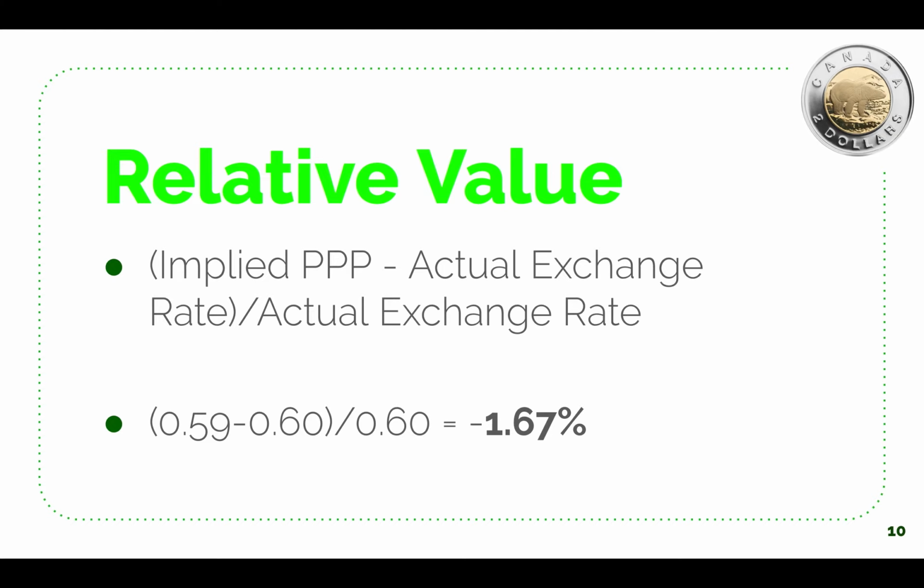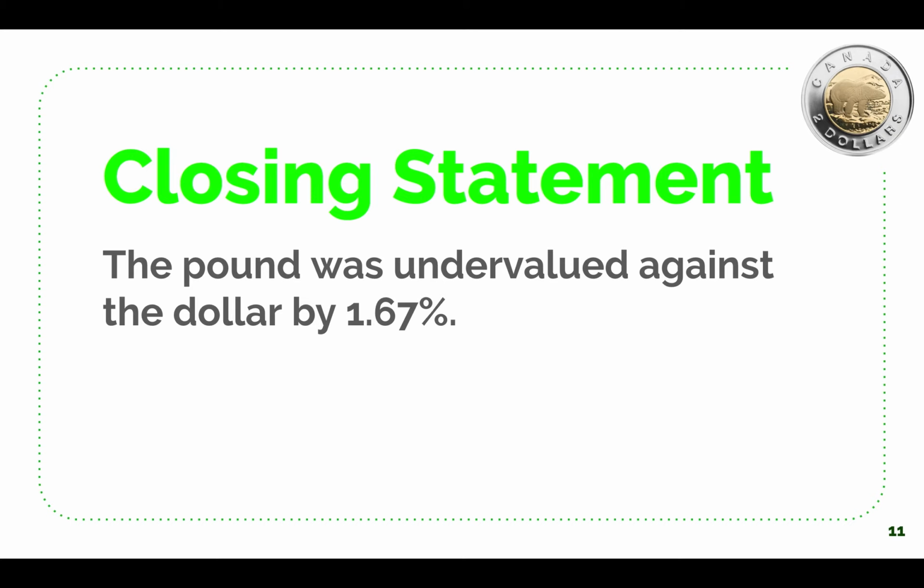And in this case, we ended up with a negative number, just the slightest difference, negative 0.01. And the percentage of that is negative 1.67%. And then we write a concluding statement. The pound was undervalued against the dollar by 1.67%. That's so close. You could almost say that they're comparable, that they're equal, that tomorrow the exchange rate could be slightly different, and it turns out that there is purchasing power parity. But that's just one product.